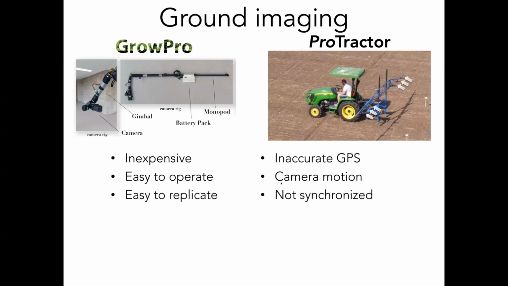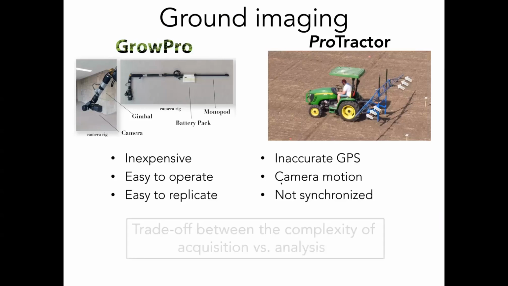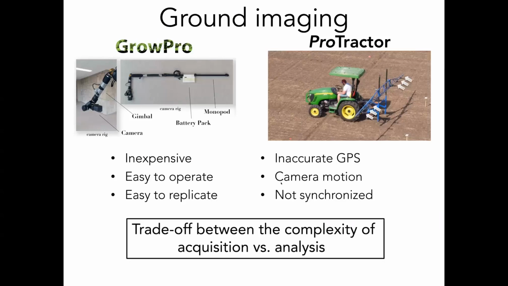And if you have multiple cameras, they're not synchronized. We just kind of let them take pictures. And we see here a trade-off between the complexity of the acquisition system versus the analysis system. Since we're computer scientists, we think it's easy for us to move some of that complexity away from acquisition into analysis. So we're more interested in getting a larger set of images that might take us a bit more effort to analyze.